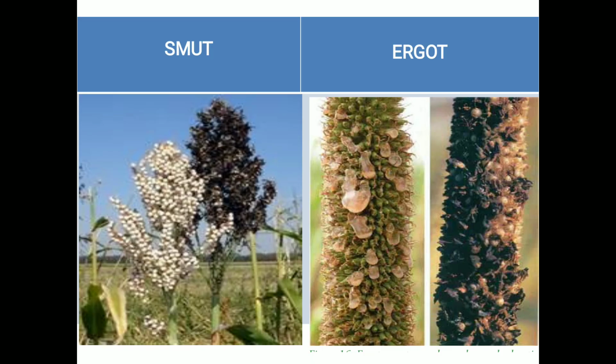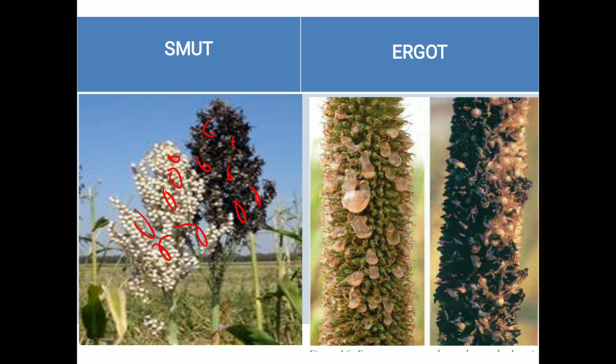Next one is smut. So smut means what? The grains present on the ear head are completely transformed into a blackish powdery mass. Then it is called smut disease. For control of smut, we can use the chemical called Vitavax, or oxycarboxin, which is used at a rate of 1%.